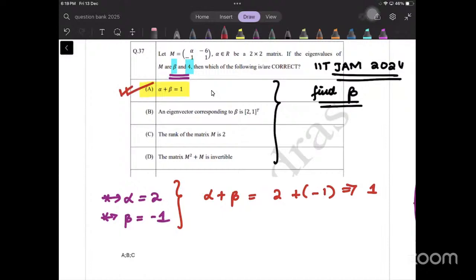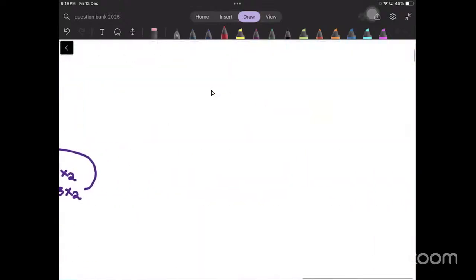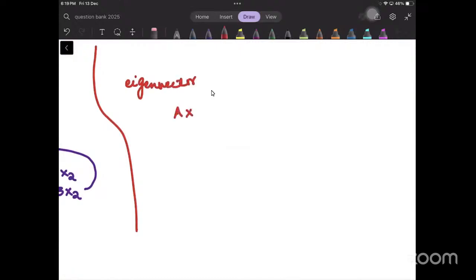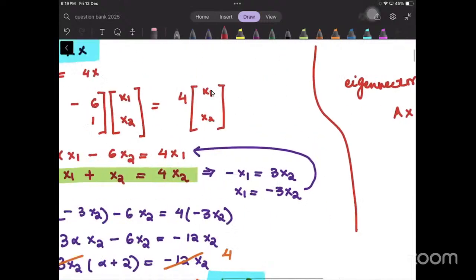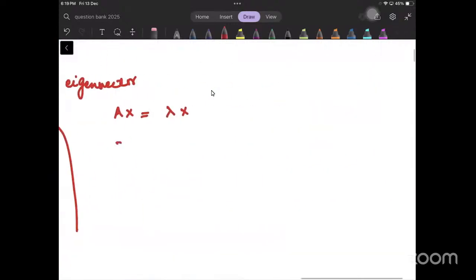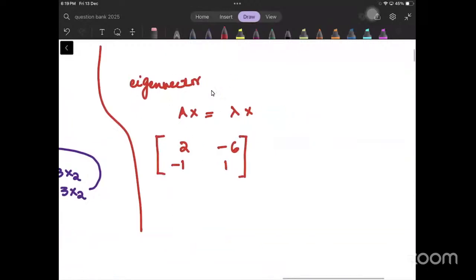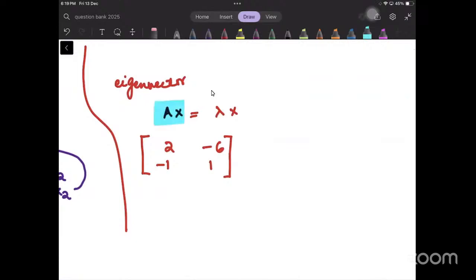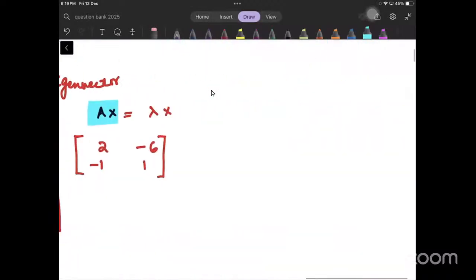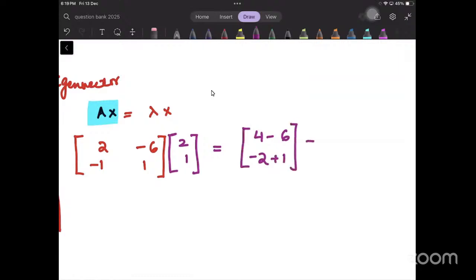Now find out the eigenvector corresponding to beta. It should be 2, 1. Okay, so now let's check. What is the property of eigenvector? That A into X should give me lambda into X. This matrix I already know. It is 2, minus 6, minus 1, 1. Let's find out the left hand side, A into X. What is X? 2, 1. Let's see what answer I will get. I'll get 2 into 2, 4 minus 6, minus 2 plus 1. So I'll get minus 2, minus 1. This is AX, the left hand side.